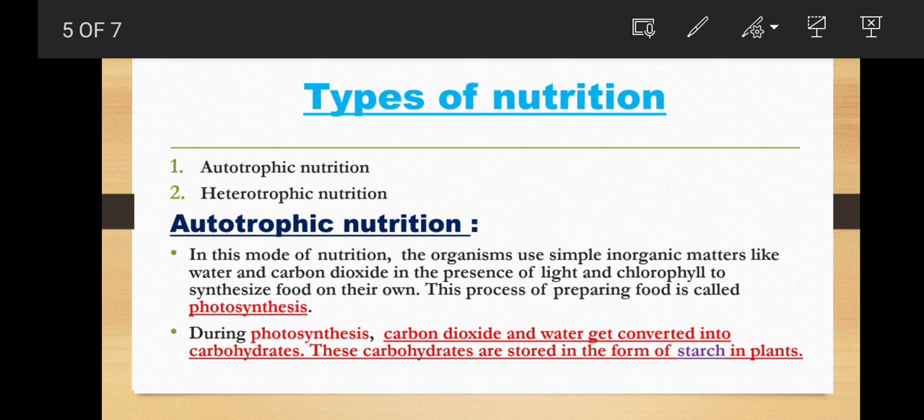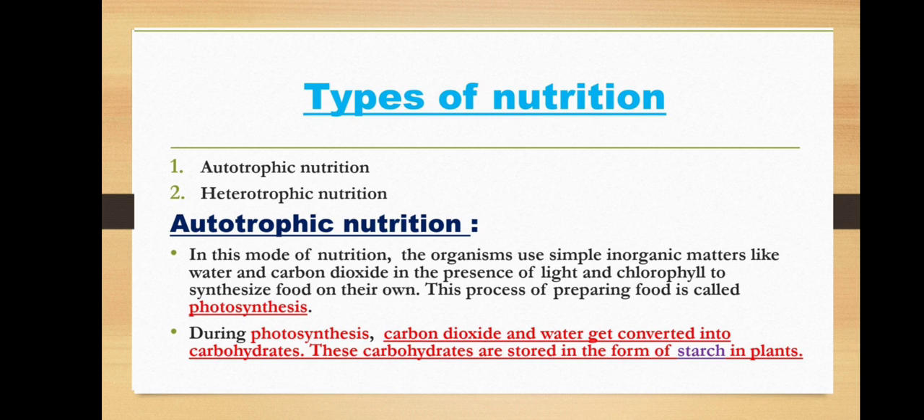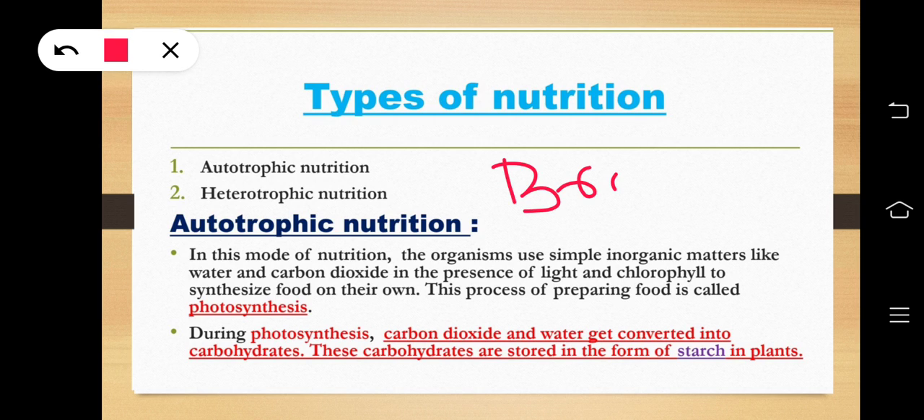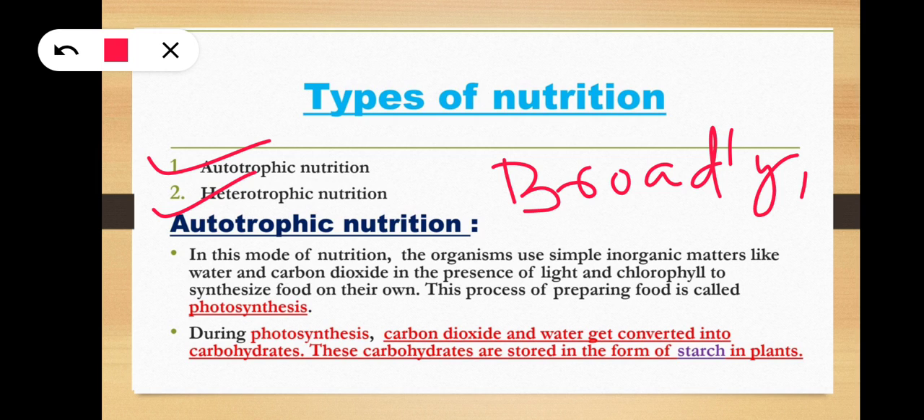So here comes the next one. What are the types of nutrition? So we can tell, broadly, on the basis of their mode of nutrition, the organisms can be divided into either autotrophs or heterotrophs. So what do you mean by autotrophic nutrition and heterotrophic nutrition? What is the basic difference?